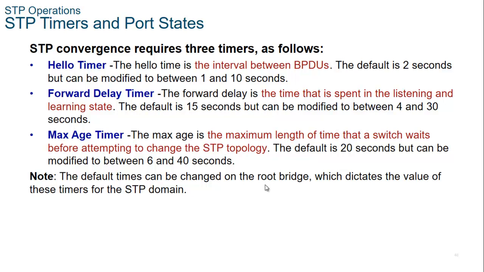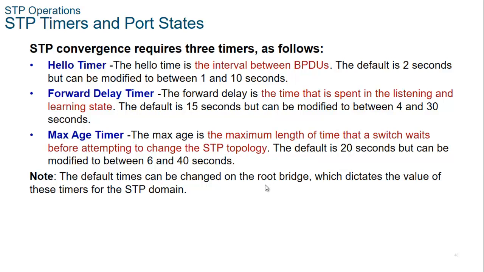What is this listening and learning state? When a port is set to the blocked state, it doesn't do anything, it doesn't forward anything. But when a path goes down and the blocked state is to be activated, it doesn't activate directly. It would first go into listening and then learning state before it is upgraded to the forwarding state. So how long would you be in the listening and learning state? That time is given by the forward delay timer.